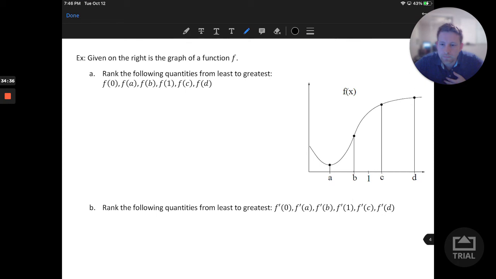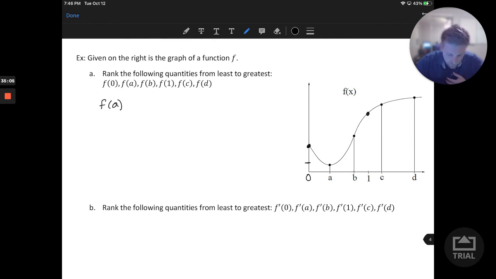So let's take a look at part A. We want to rank all these functional values in terms of their height. So let's go ahead and kind of fill in each of these. We have really the 0, A, B, the point at 1, it's kind of right in the middle, and then C and D. So if I consider the smallest functional value here, we would say, well, f of A is the shortest value. So we'll start with f of A.